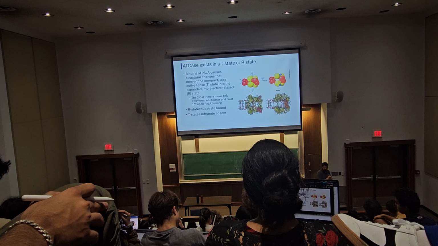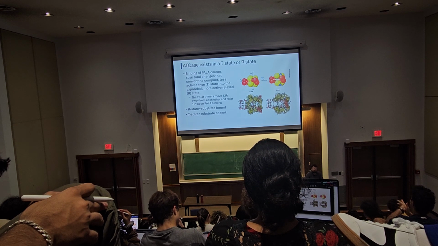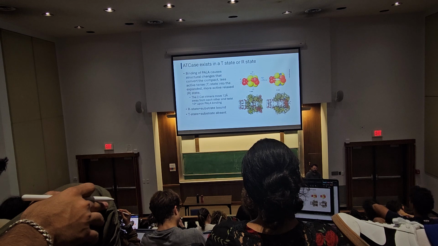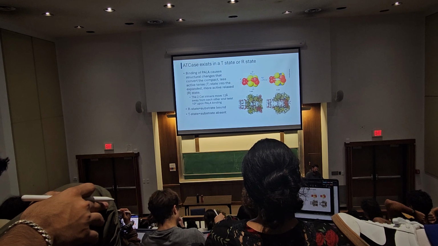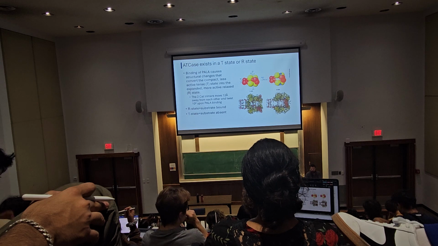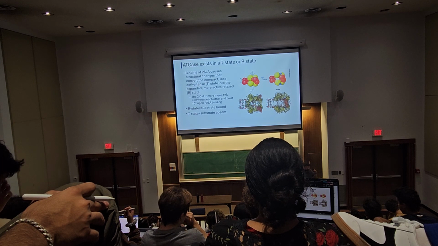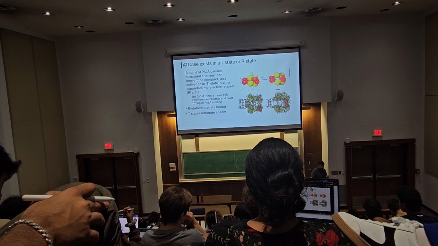Now, in this case, ATCase does bind, of course, its two substrates, carbamoyl phosphate and aspartate, and like hemoglobin, binding the first set of substrates makes it easier for the second set of substrates to bind, which makes it easier for the third and the fourth and the fifth and the sixth. So it exhibits positive cooperativity.